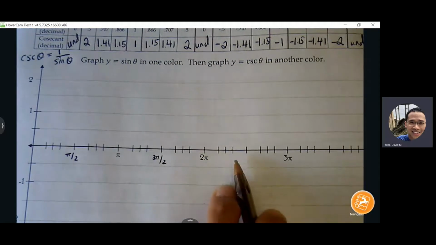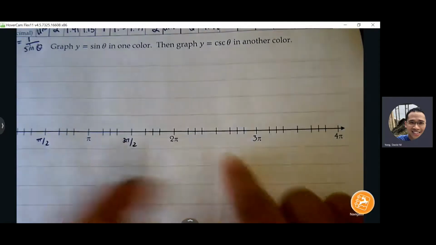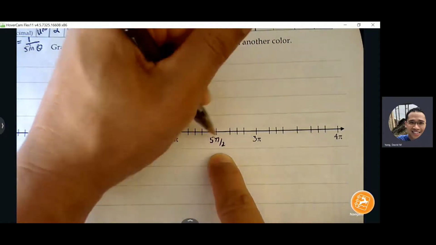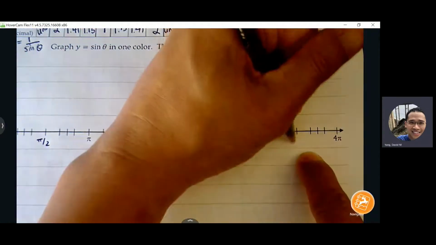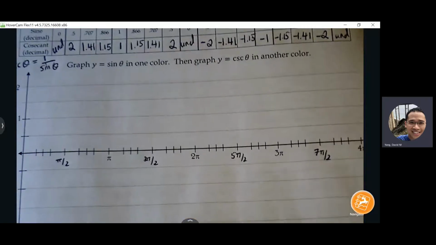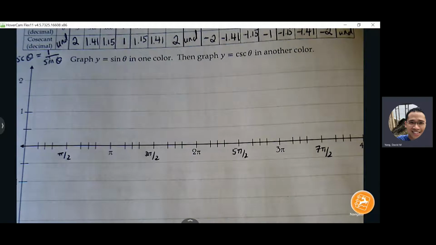And I'm going to go a little further here, past 2 pi. So this is 4 over 2, this is 5 pi over 2, 6 pi over 2, 7 pi over 2. It's going to go all the way up to 4 pi. And the reason is we want to see 2 periods' worth of sine, and then we can see a fuller picture of the cosecant graph.